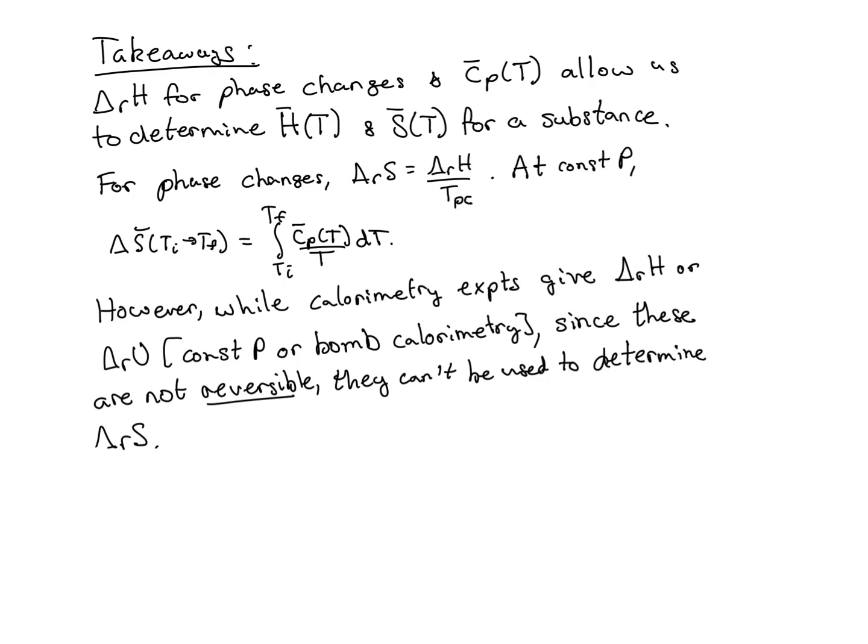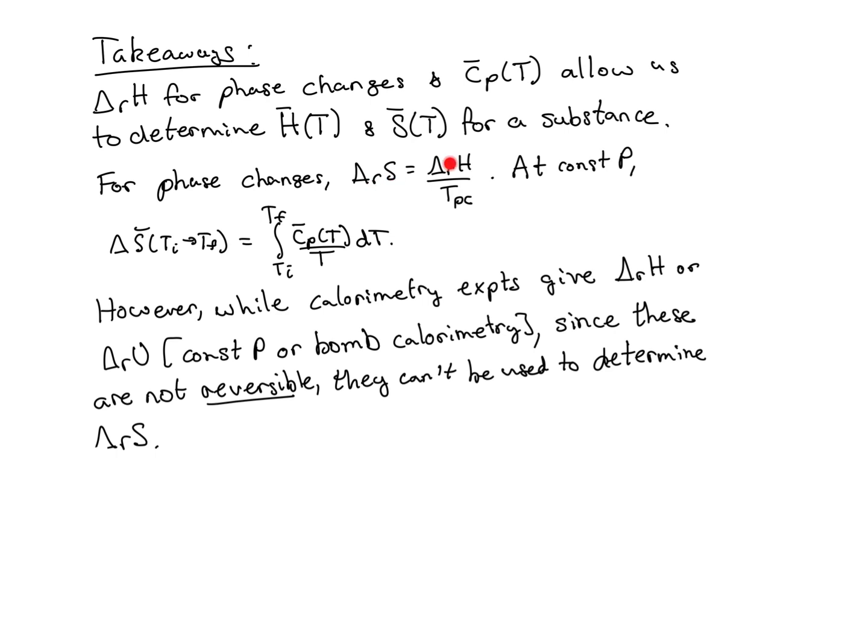In the previous two problems, we've shown how we can use the first two laws of thermodynamics to understand how enthalpy and entropy of a substance vary with temperature. For phase changes, we can use the enthalpy and divide it by the temperature of the phase change to get the entropy associated with the phase change.